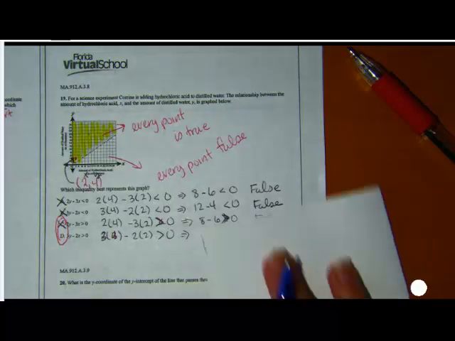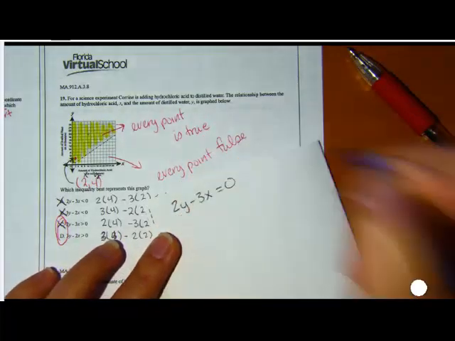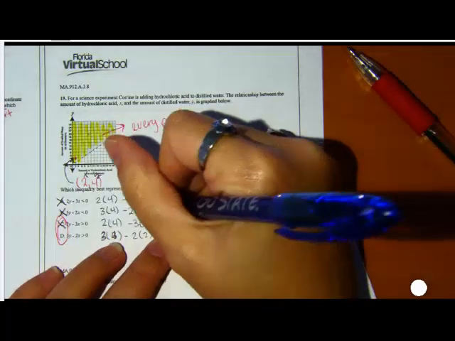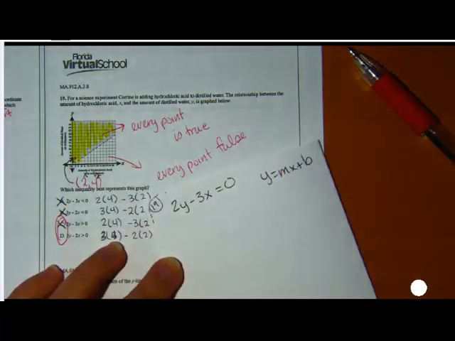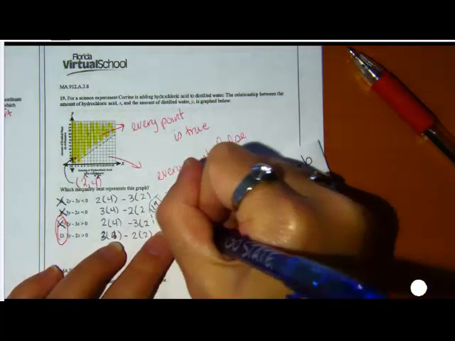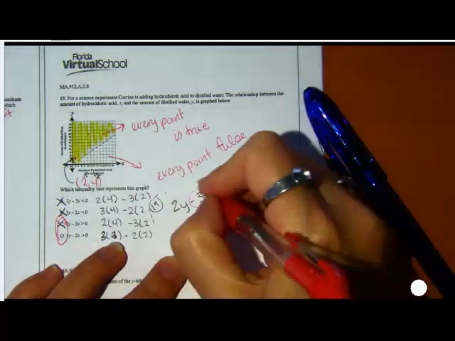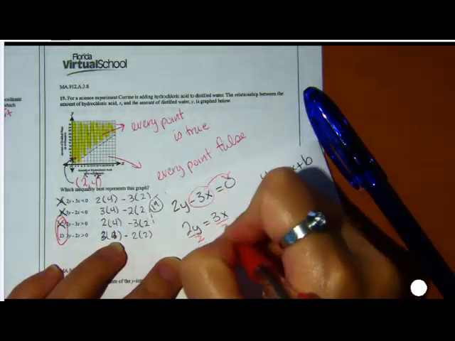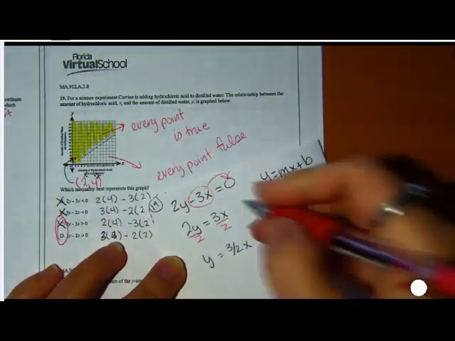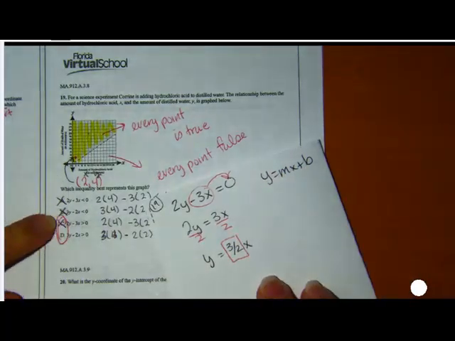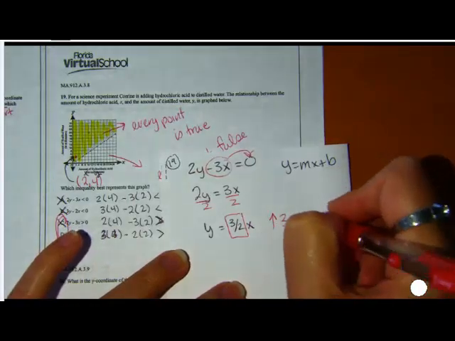So what I'm going to do now is take that 2y minus 3x and say equal to 0. And I'm going to put this into y equals mx plus b format. I'm going to get 2y is equal to 3x, because I take that 3x and move it over here. Divide by 2 and I get y is equal to 3 halves x. This needs to be the slope for this C to be true. So I would need to go up 3 and over 2.